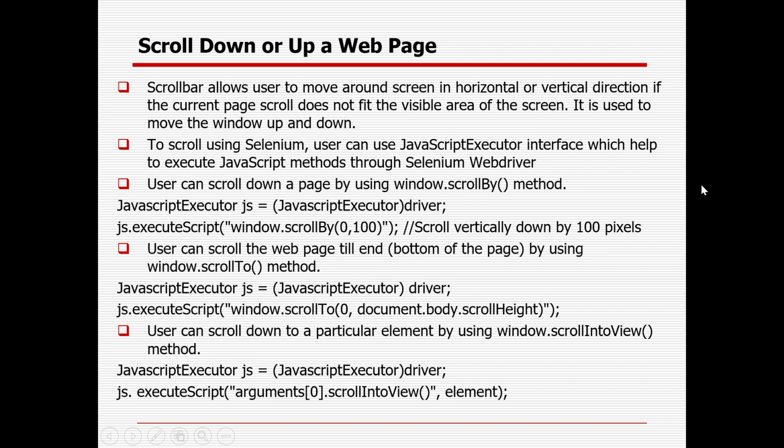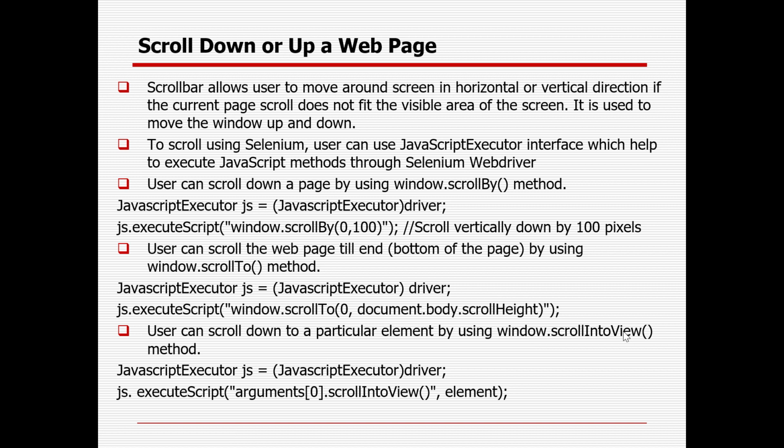If you want to scroll by some pixels on the x-axis or y-axis, you need to use the window.scrollBy method. If you want to go to the bottom or end of the page, you can use the window.scrollTo method. If you want to scroll down to a particular element, you can use the scrollIntoView method. These are the three important methods available in the JavaScriptExecutor. Let's see how we can deal with them.